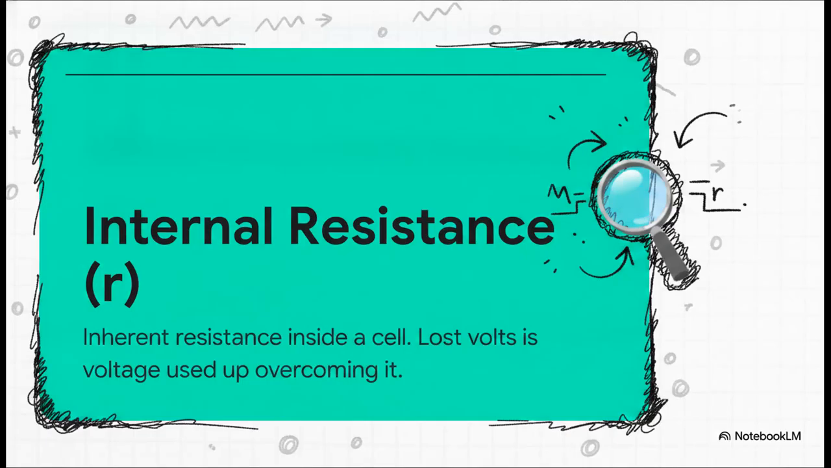So, what does this actually mean? Well, in a perfect, magical textbook world, a battery or an electric cell would give us every single drop of its electrical energy. But as you know, real cells just aren't perfect. They have this inherent resistance built right into their very materials, which we call internal resistance. We represent that with a small letter r. And because of this built-in resistance, when current flows, some voltage gets used up just trying to push the current through the cell itself. That used up voltage, that is literally exactly what we call lost volts.